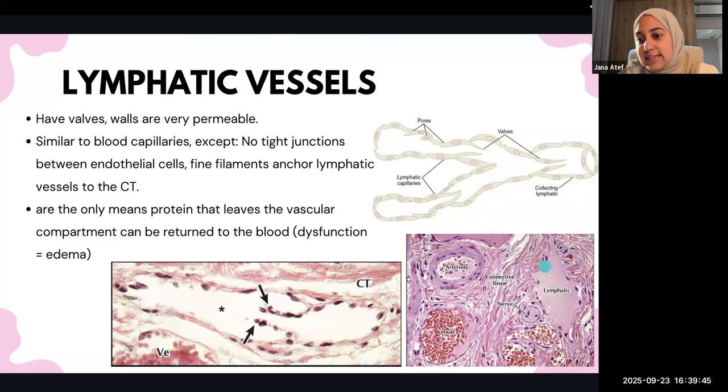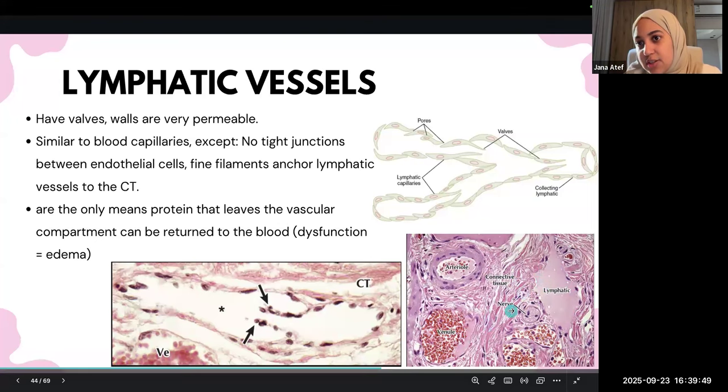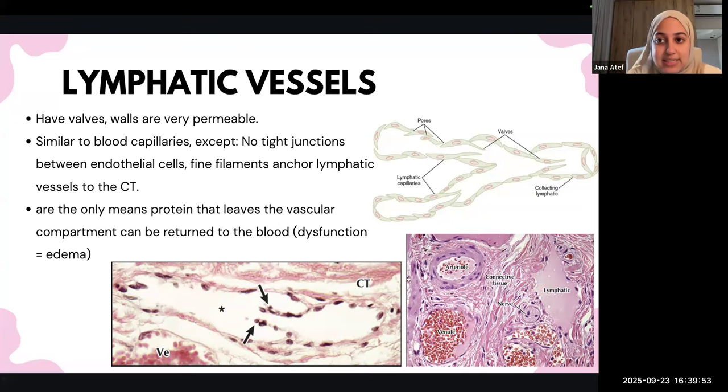Lymphatics don't have any blood inside, by the way, guys. If you see blood inside any vessel, it's either an arteriole or a venule. It's not going to be lymphatics unless there's a pathology behind it. It's not normal to have blood in your lymph.